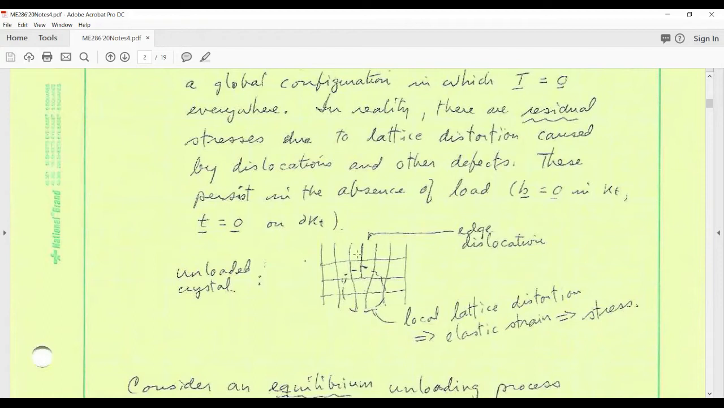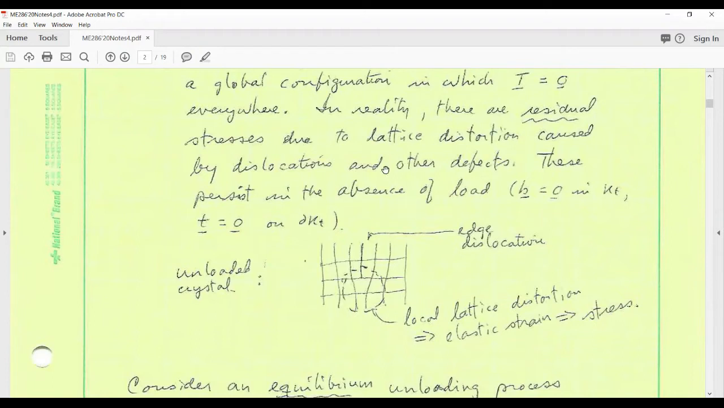So it's inevitable that when you plastically deform a body, except under extremely special conditions, you will produce dislocations in the body. These will cause the material to be stressed, even though there's no traction applied to the boundary of the body or no body force. So we have to take this into account somehow.